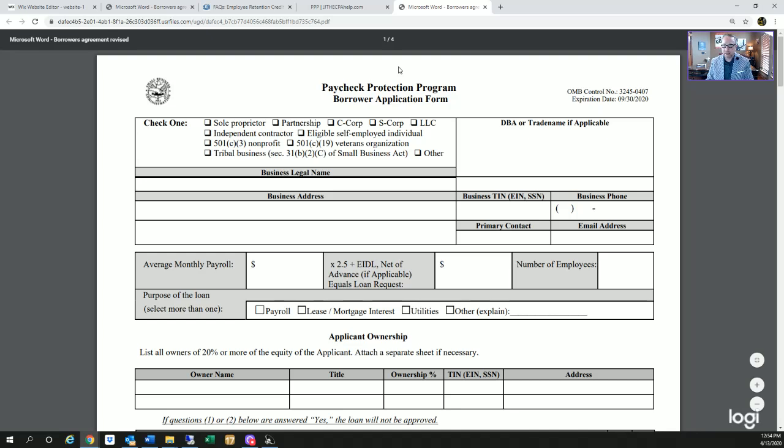You've already divided it by 12 to arrive at the monthly payroll. So you take that times 2.5, that is what you would put. Then number of employees, okay? The number of employees would be you if you're self-employed.